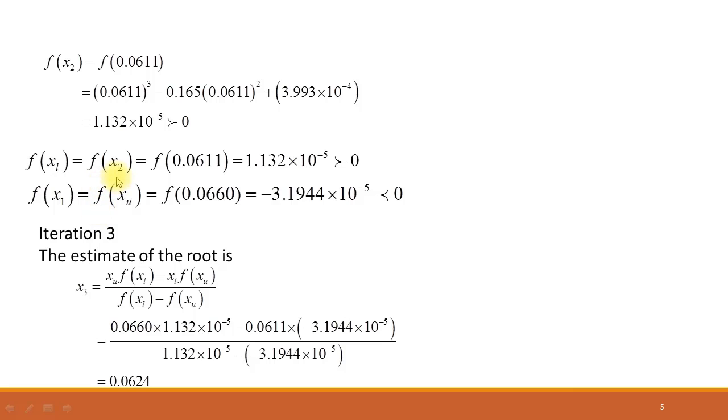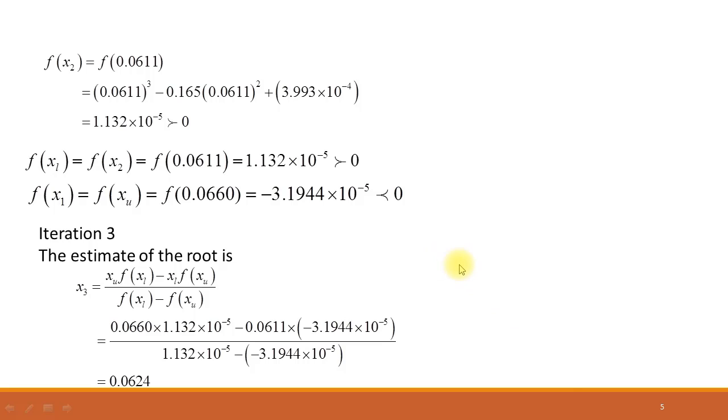And xl is now x2. The function value at x2 is 1.132 multiplied by 10 raised to the power minus 5, and the xl value is 0.0611. Multiplied by the function value at xu, this is xu minus 3.1944 multiplied by 10 raised to the power minus 5, divided by the function value at xl and the function value at xu. After simplification we obtain the third iteration root, x3, equal to 0.0624.